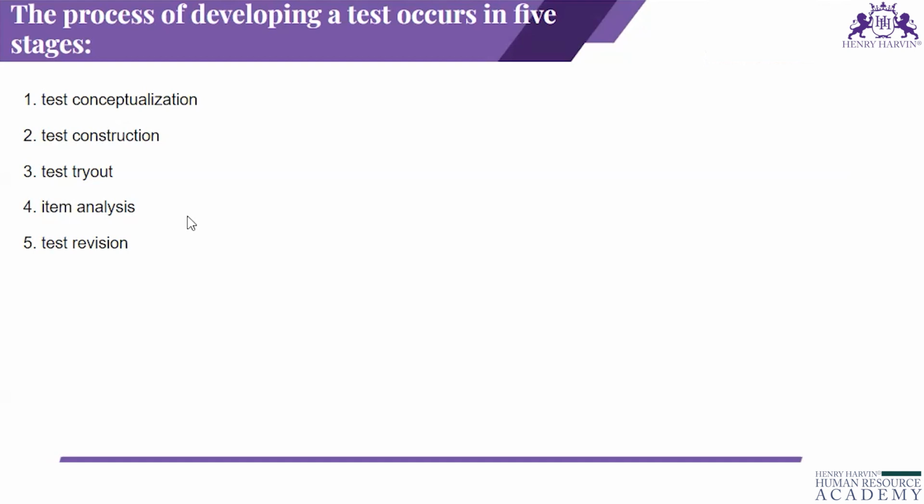The process of developing a test occurs in 5 stages, right? So there will be 5 stages when we want to develop a test. Okay. And let's see if I can move on to the next slide. So it is first the test conceptualization, then the test construction. Then the third one is test tryout and item analysis, right?